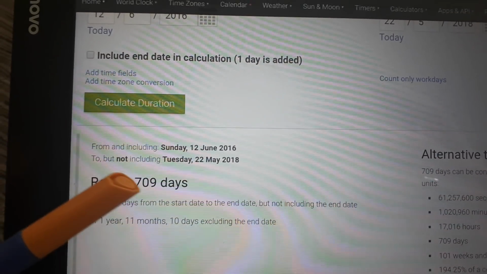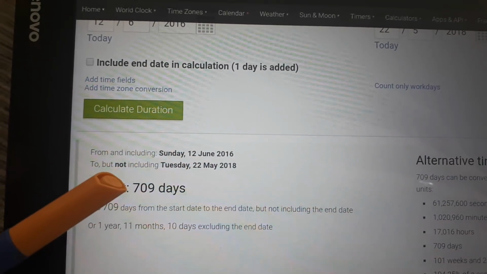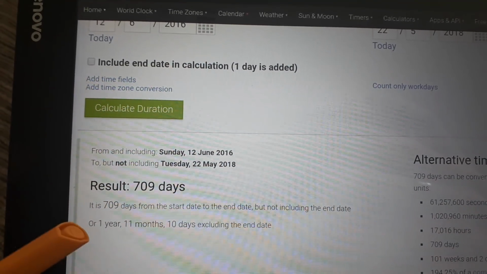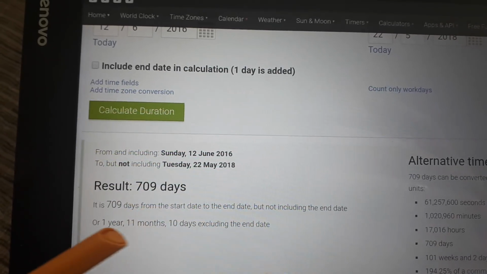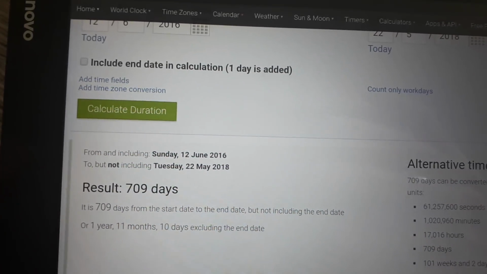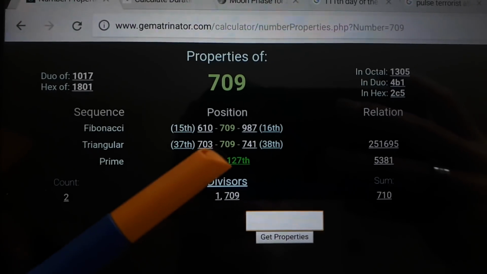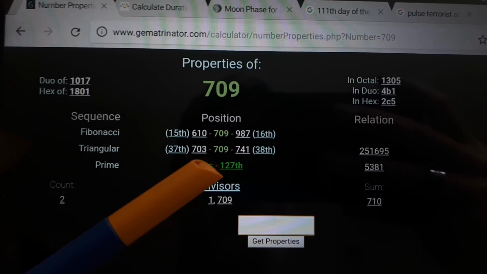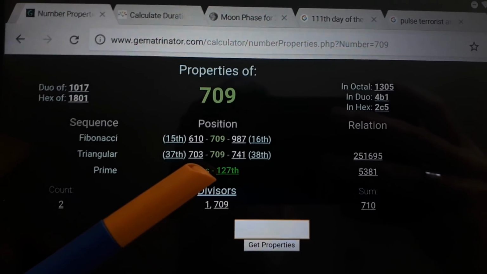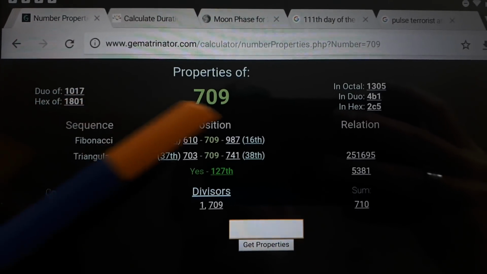A few minutes back, if you remember, we were talking about 79, 97. There it is again with the 0. Again, it's 1 year, 11 months, 10 days, so a load of ones. Just want to show what 709 is. 127th prime. Also, it's got some quite significant numbers up there.